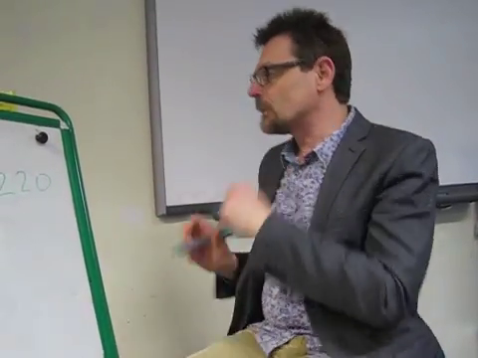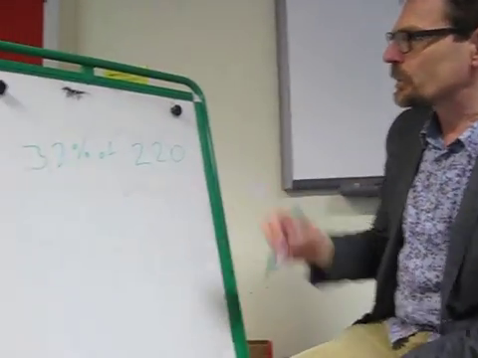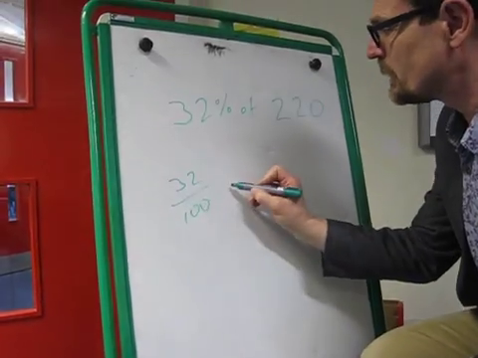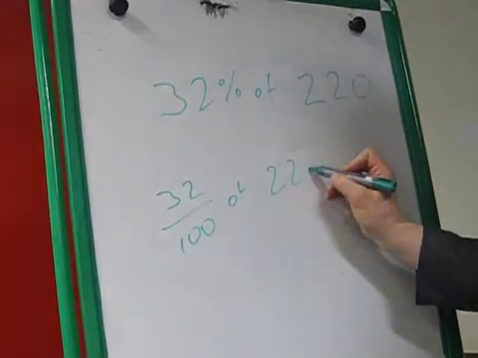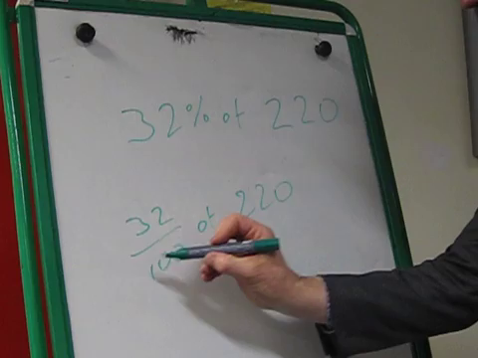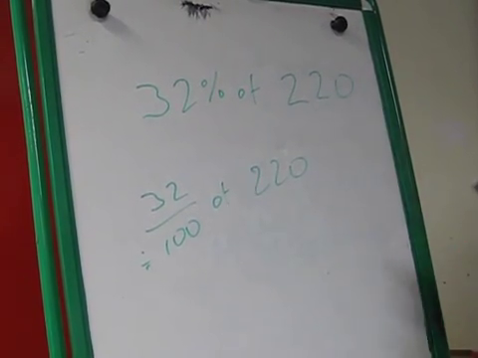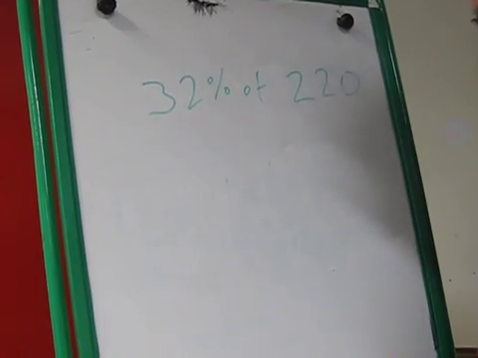Okay, how well did you do? You could of course say 32% is 32 over 100, and do this calculation. You divide by the denominator, you get 2.2, and multiply it by 32. But of course there is a quicker way that we can do it. Let's have a look at that.